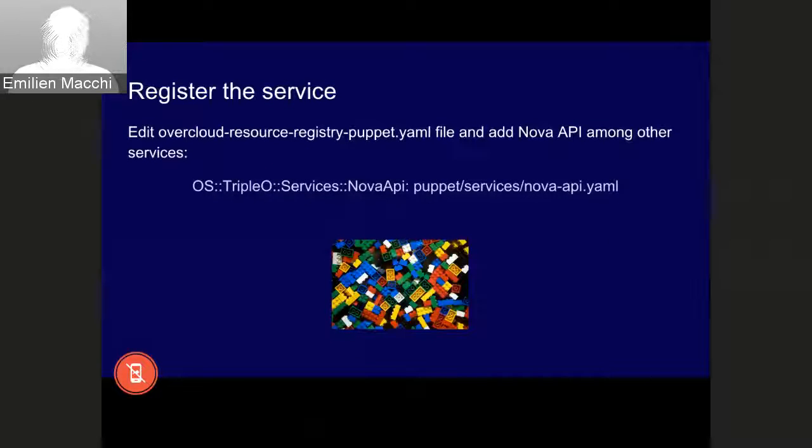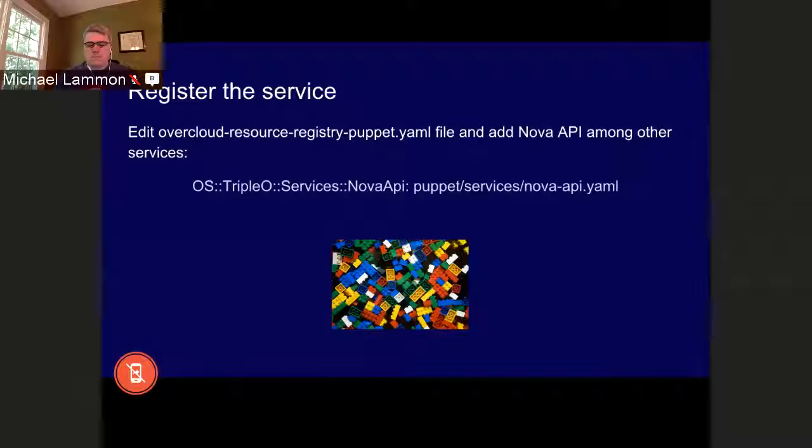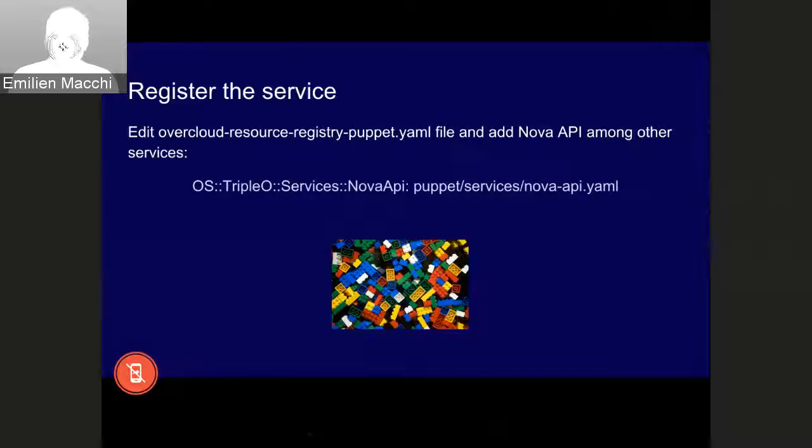Okay, once you did the service, you need to register the service. So for all the services that you created, you need to register them in the resource registry in this YAML file. So right now it's in this file. If you want to look at the current state of the file, you can open it, and you will see that there is a Nova API service.